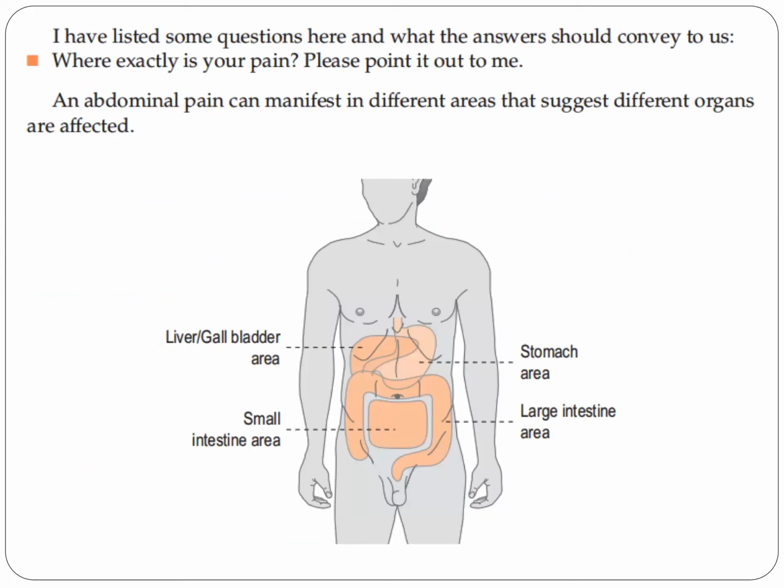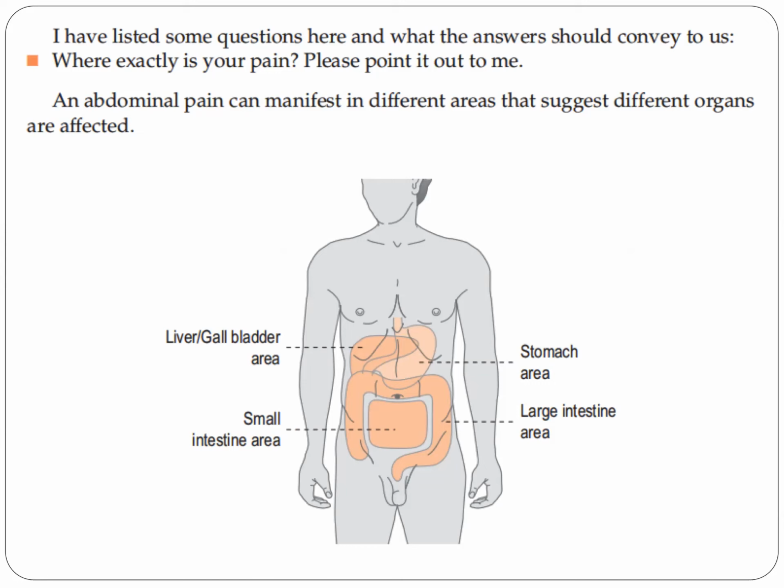The author has listed some questions here and what the answer should convey to us. The first question is, where exactly is your pain? Please point it out to me. An abdominal pain can manifest in different areas that suggest different organs are affected.